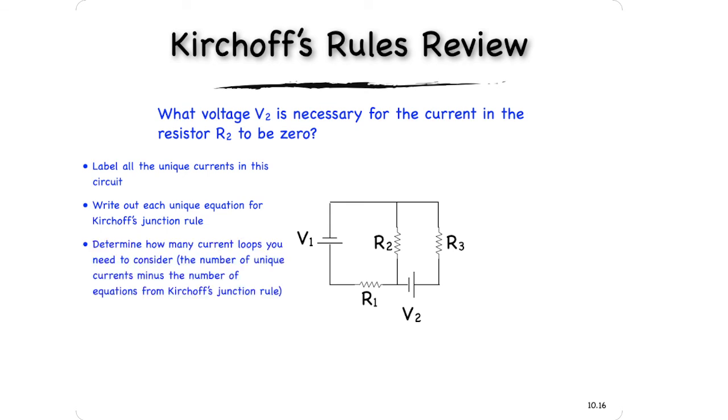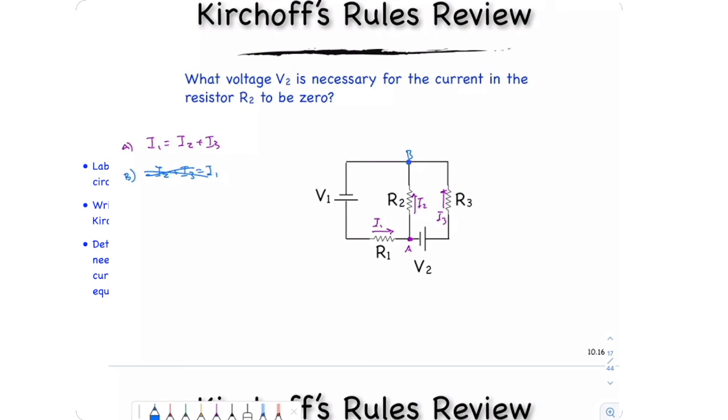Now I want to figure out how many current loops I need to consider. So I have to take the number of unique currents, in this case 3, I've got I1, I2, and I3, minus the number of equations I've already written. So I've already said I1 equals I2 plus I3. And that leaves me with 2. I'm going to need 2 equations, so I need to draw 2 loops. So go ahead and draw 2 loops.